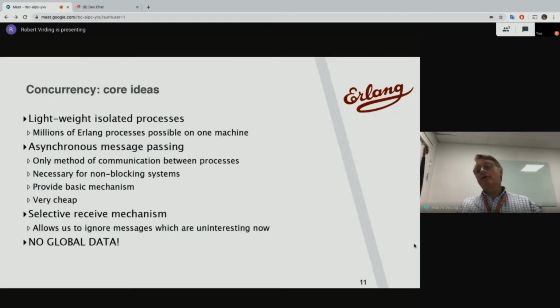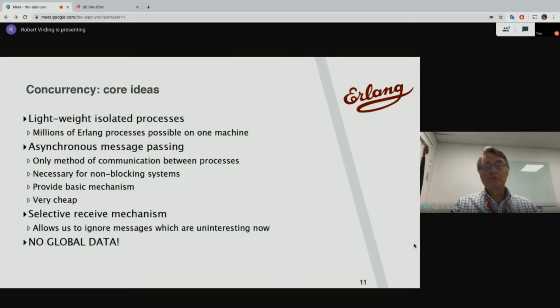Concurrency, well, here are a lot of the criteria we saw before. We want lightweight, isolated processes. We want to be able to run millions of processes, and there are systems today, live serious systems that do that. We have asynchronous message passing. It's the only method of communication, and you need this as the base for building non-blocking systems. If you have synchronous communication, it is extremely easy to block a system. And they're very cheap. We have a selective receive mechanism. This is very nice because it allows you to focus on the messages that are interesting just now and leave the other ones till later.